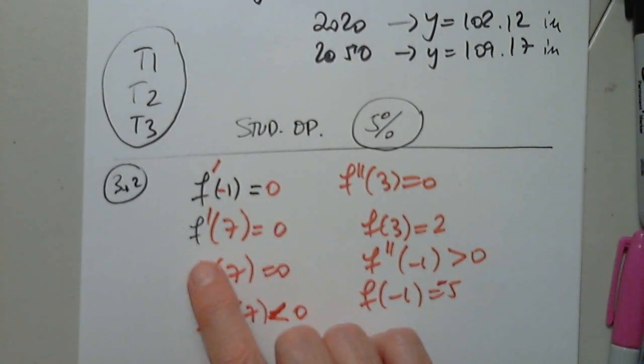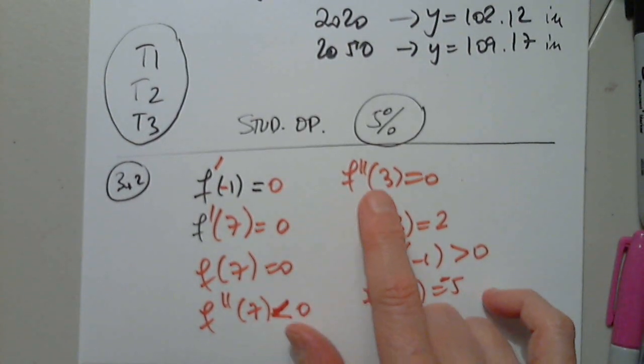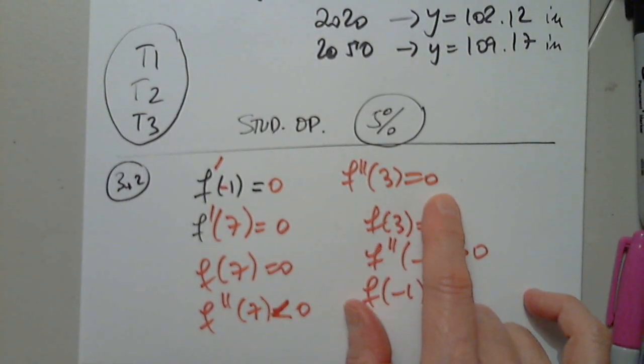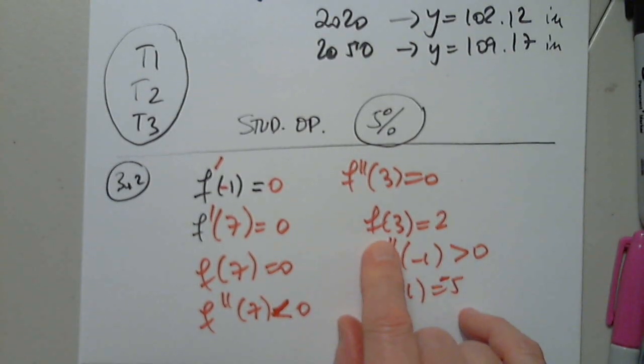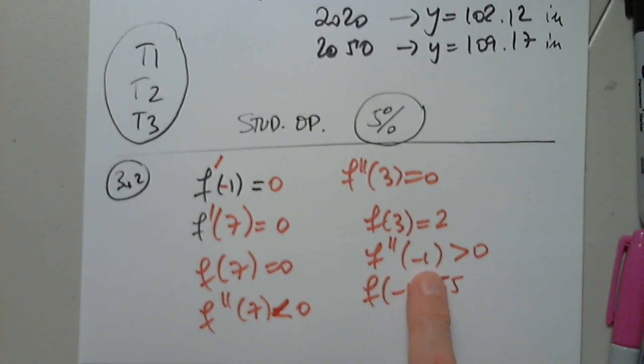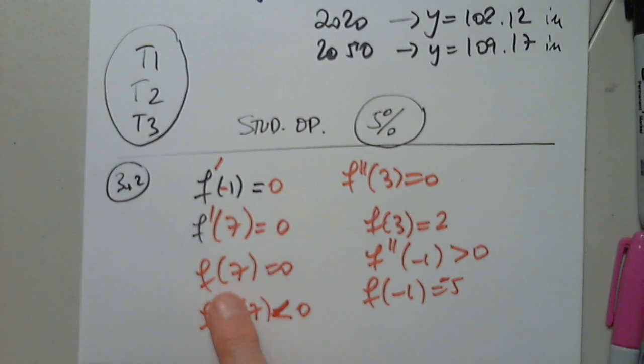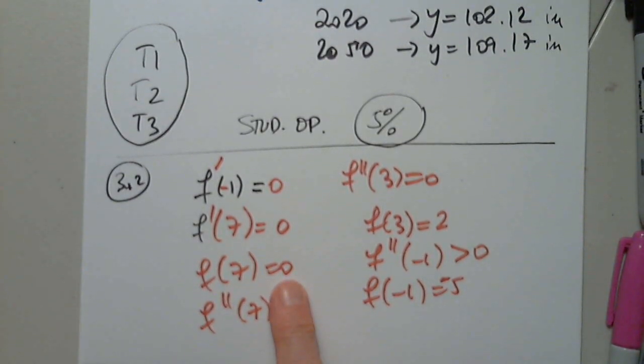Correct? Yeah. F prime of 7 is 0. Yeah, correct. F double prime of 3 is 0. F of 3 is 2. Correct. F double prime of negative 1 is positive. Yes. F of negative 1 is negative 5. Yes. F of 7 is 0. Oh, I missed. F of 7 is 10.